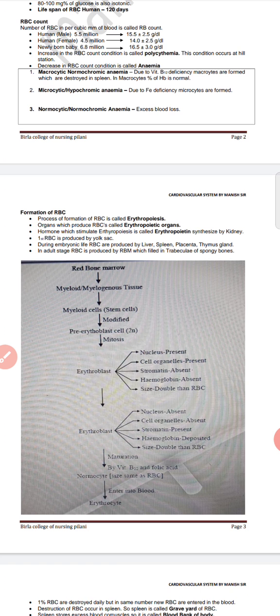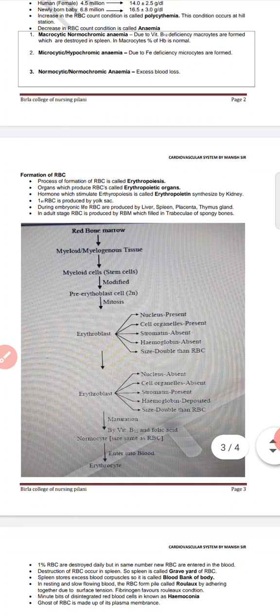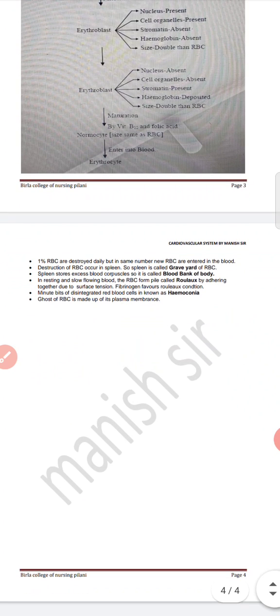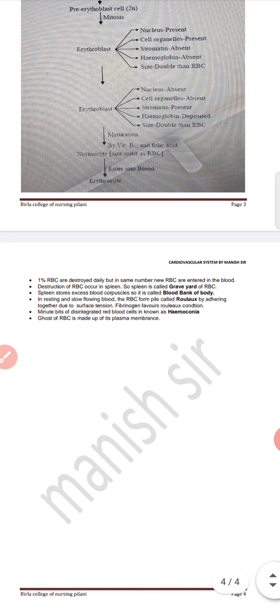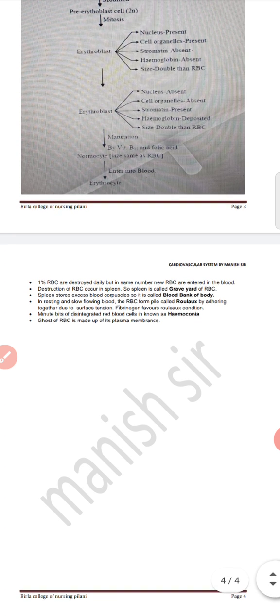First RBC is produced by the yolk sac. During embryonic life, RBCs are produced by the liver, spleen, placenta and thymus gland. In adult stage, RBC is produced by red bone marrow, which is filled in the cavities of spongy bone. 1% of RBCs are destroyed daily, but the same number of RBCs are formed. Destruction of RBC occurs in the spleen, so the spleen is the graveyard of RBCs.